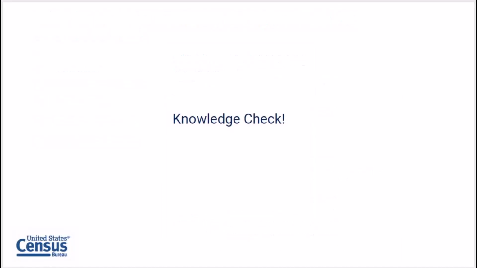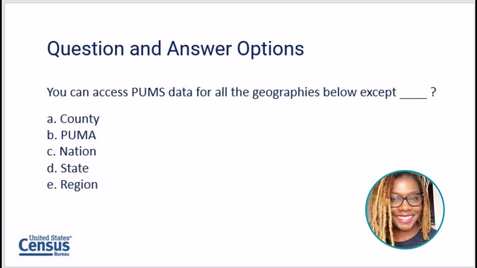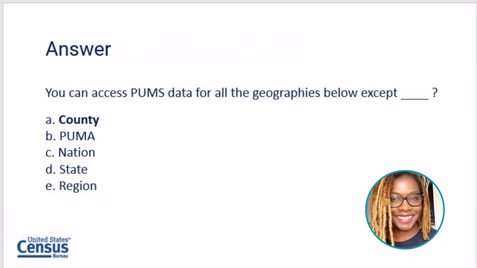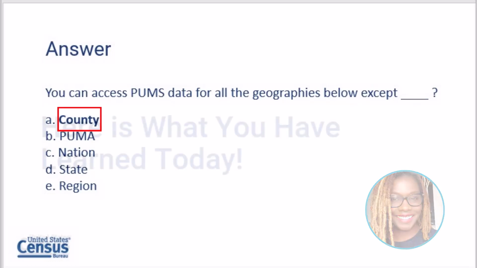Let's take a break for another knowledge check. You can access PUMS data for all the geographies below except one. Which one is it? County, PUMA, nation, state, or region? If you said county, you are correct.